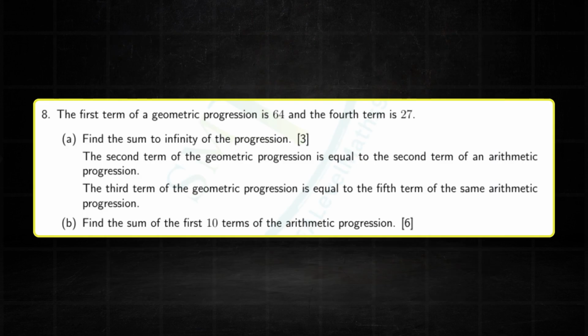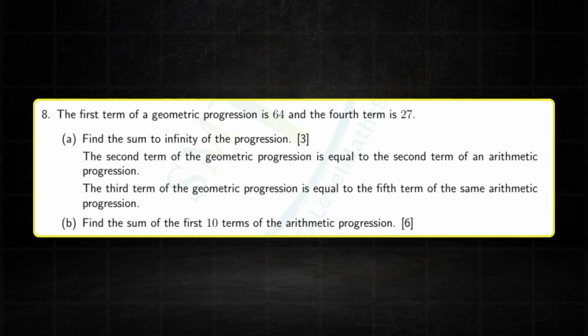Now, number 8, we have our progressions. The sum to infinity question has been quite popular, so I thought to include it. Then for part B, it's just a mixture of a GP and an AP, and I haven't seen them combine progressions in a while, so I thought this would be good practice for you if it does come up.